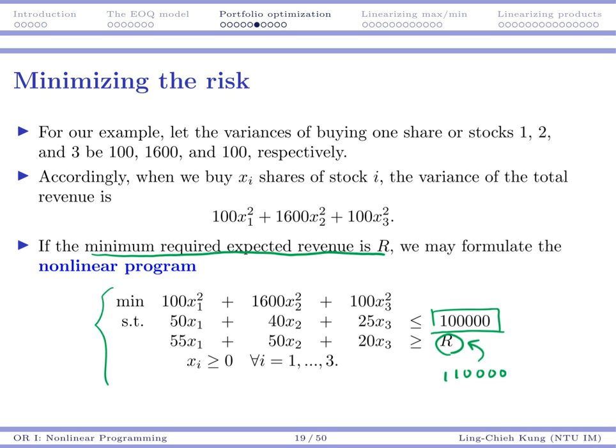I want to find x1, x2, and x3 such that I have enough budget, I can get this minimum required revenue in expectation, and I want to blend my portfolio so that I may minimize the total risk. So that's the idea of this nonlinear program. If you don't play stocks, you probably feel that this is a little bit unnatural, but this is actually something suggested by Nobel laureates.